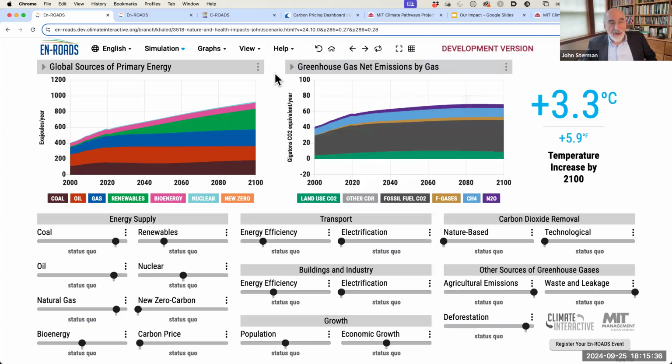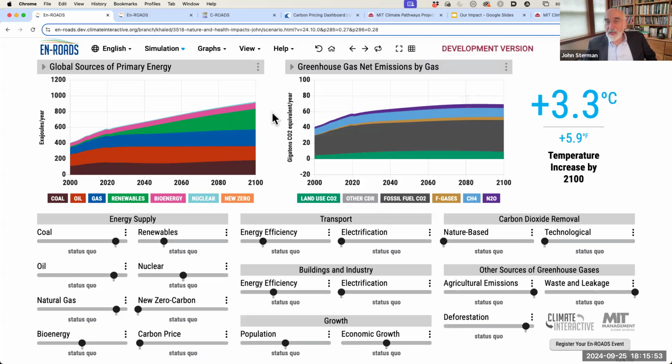So first of all, the underlying model is a large system of nonlinear differential equations. So it's a physics-based model. It's a mechanistic model. It's not a machine learning set of correlations or a big regression model.